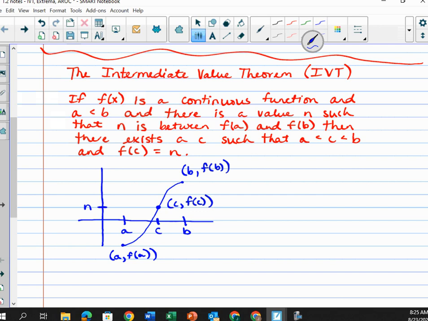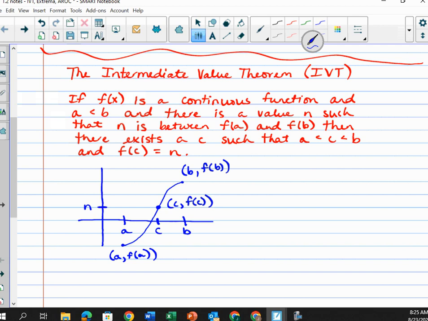So it's saying if there's kind of like this imaginary line drawn across here at n, it's impossible for the graph to get from this point to this point without crossing that imaginary line if it's a continuous function, right? It could be any y value. Most of what we're going to do is a y value of 0. So we're going to talk about it crossing the x-axis.